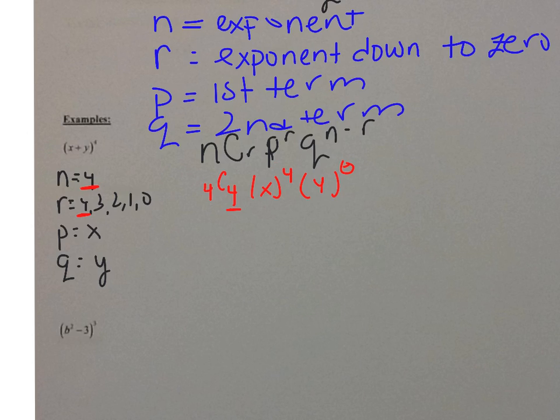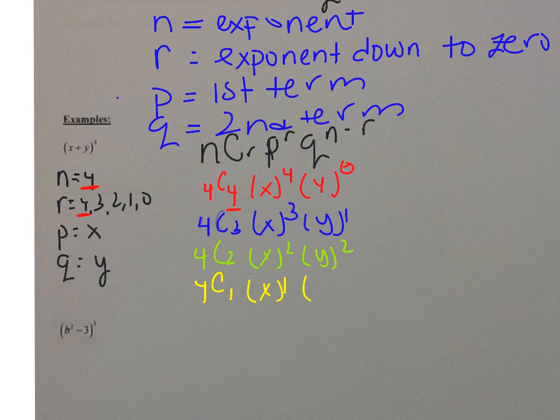All right, and then we're going to do the next one. So the next one's going to be 4C3, x to the 3rd, y to the 1st. The next one will be 4C2, x to the 2nd, y to the 2nd. The next one will be 4C1, x to the 1st, y to the 3rd. And the last one will be 4C0, x to the 0, y to the 4th. All right, so now we're going to do each one of these.